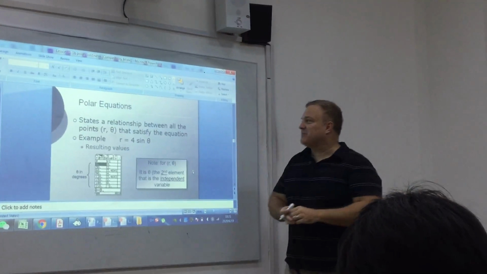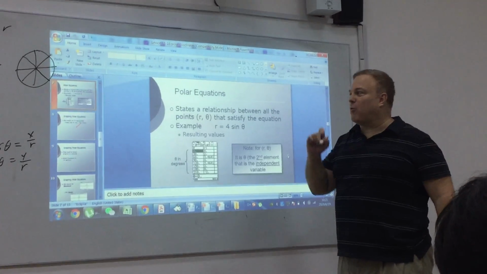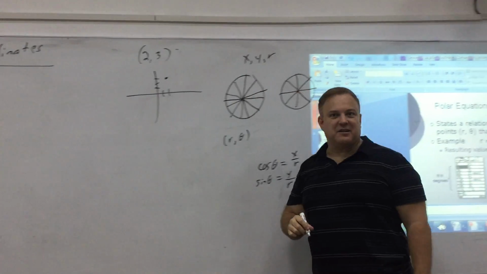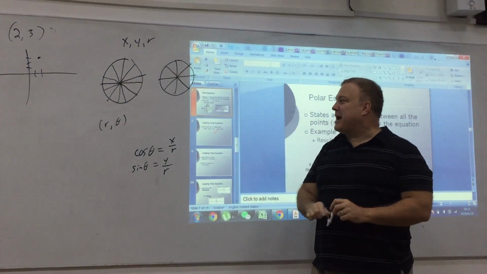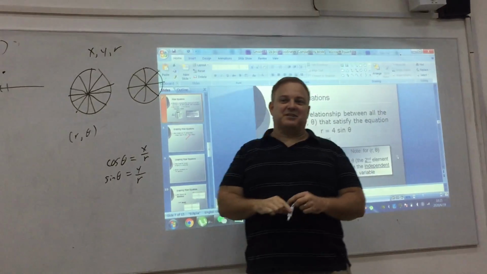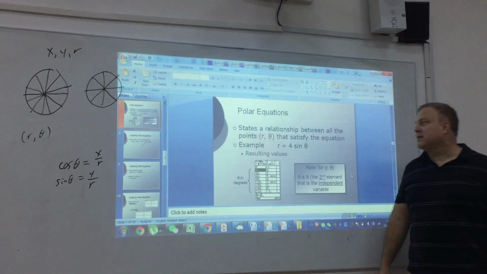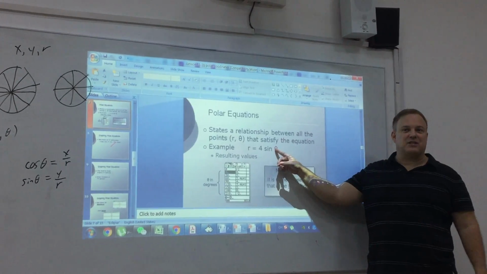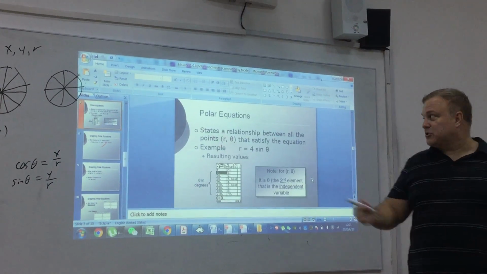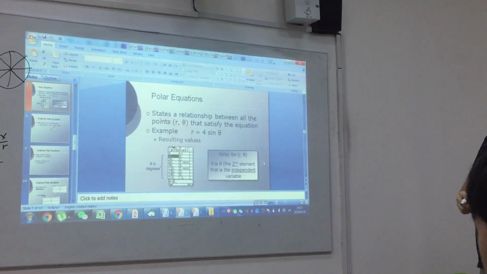So now we have a polar equation. Now, with polar coordinates, we normally write it as r comma theta. And that might give you the impression that r is the input variable and that theta is actually the output variable. But most of the time, we prefer to write theta as the input variable and r as the output variable. And I'll tell you in a moment why that actually makes sense.